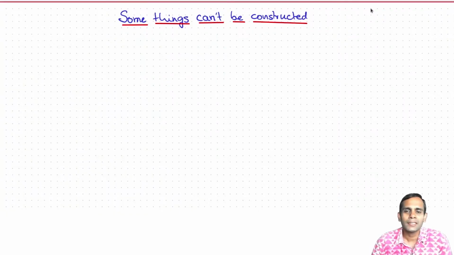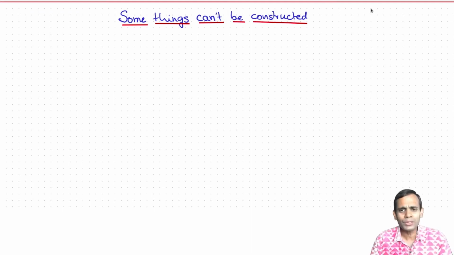Just as there are some things in life that money can't buy, there are some numbers in the reals that straight edge and compass cannot construct. So we look at some things that cannot be constructed today. We'll use the criterion that we discovered last time, that if a real number is constructible, then it generates a field whose degree is a power of 2.